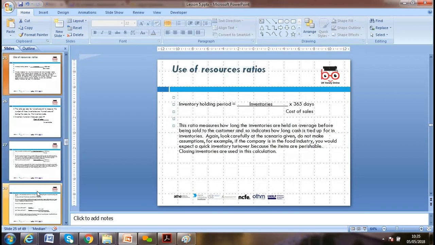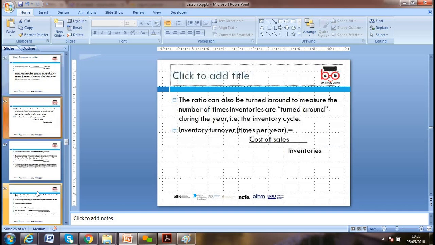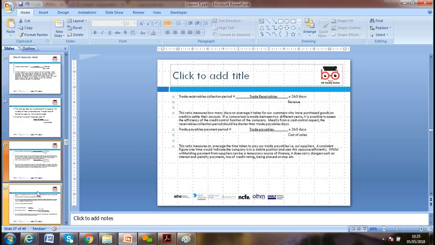Use of resources is one of the ratios we can calculate: inventory divided by cost of sales. It means how quickly we are converting inventory, raw material, into finished goods. So we can go through trade receivable days, how many days we take to receive the money from our credit customers, and trade payable days, how many days we take to pay our suppliers. Normally receivable days are supposed to be less than payable days.